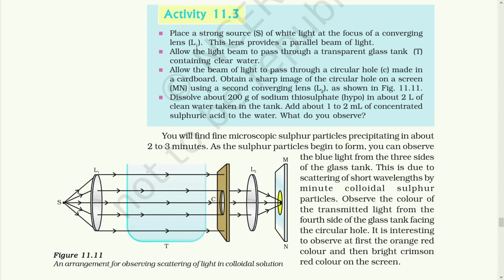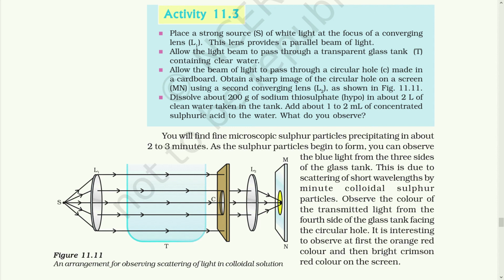Place a strong source of white light at the focus of a converging lens L1. Here there are two converging lenses, that is, convex lenses, L1 and L2. These lenses provide a parallel beam of light. Allow the light beam to pass through a transparent glass tank containing clear water. Allow the beam of light to pass through a circular hole made in a cardboard. Obtain a sharp image of the circular hole on a screen using a second converging lens, as shown in figure 11.11.